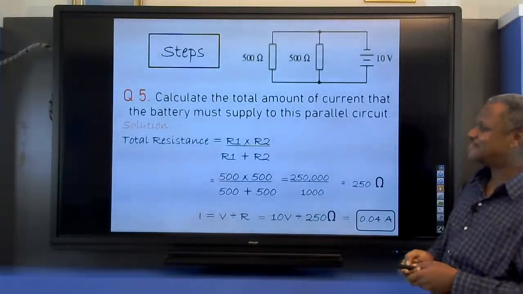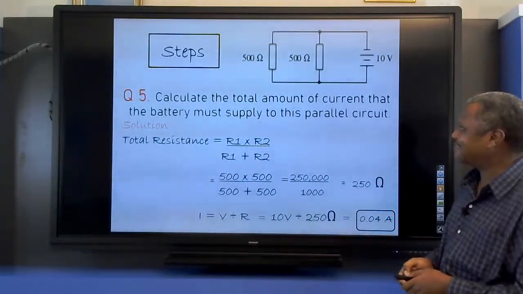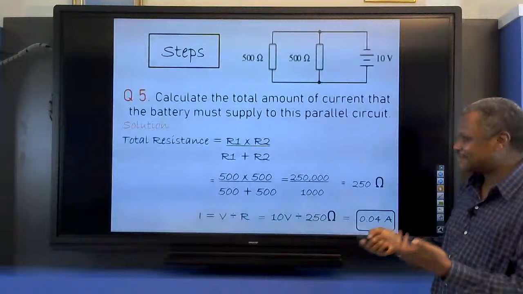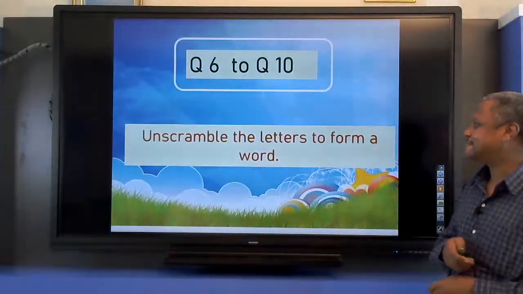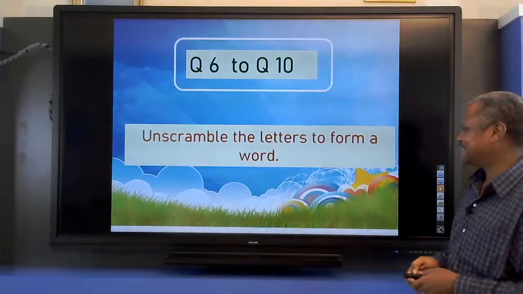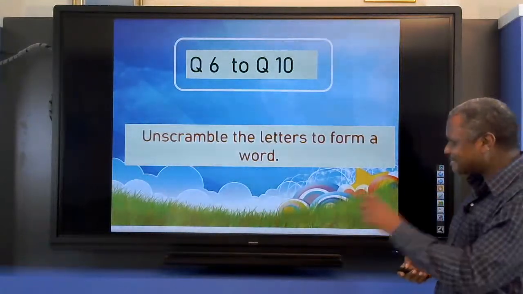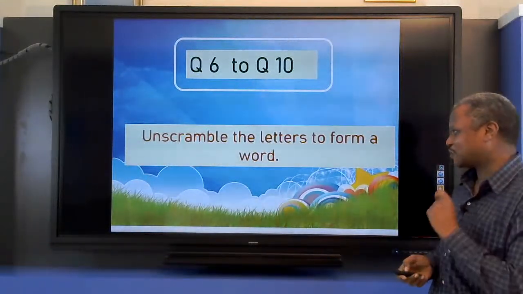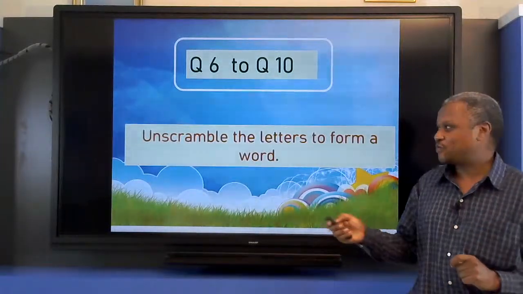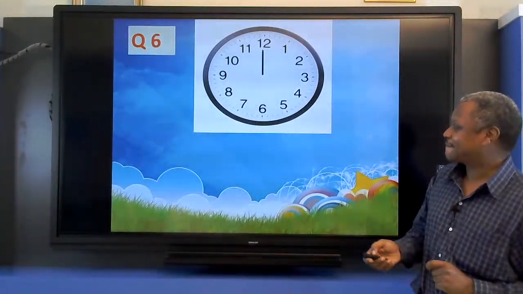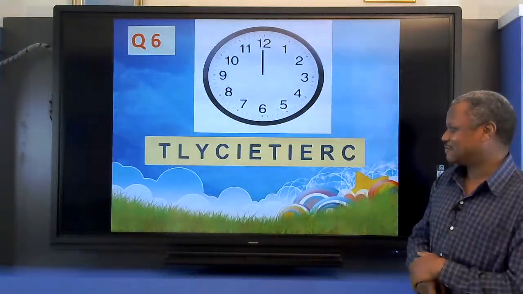Now, for question number 6 to question number 10, these are vocabulary examples, which I want you to try and unscramble the words by looking at the letters and coming up with the correct one from some of the key words that we learned. Question number 6. Can you try to unscramble these words here?